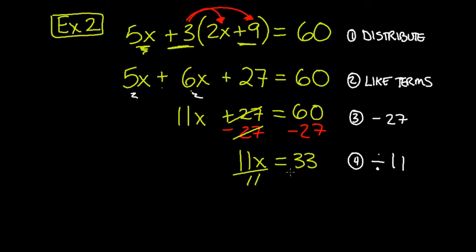Divide by 11, divide by 11. The 11s cancel out, yay, because that's 1 over 1. 33 over 11 works out to be 3. So we get x, it's isolated, it's all by itself. And it also tells us that x equals 3.